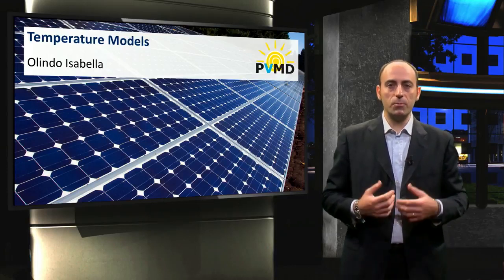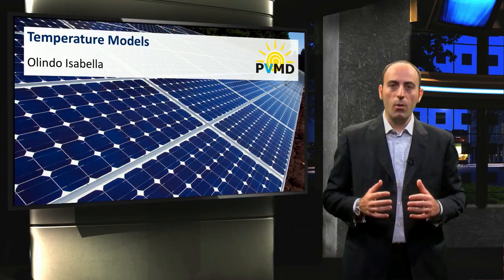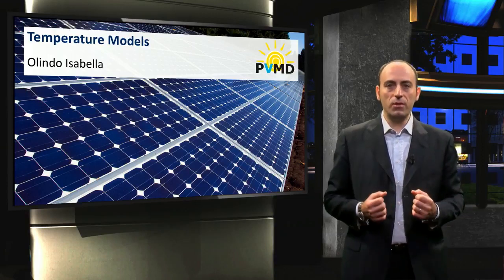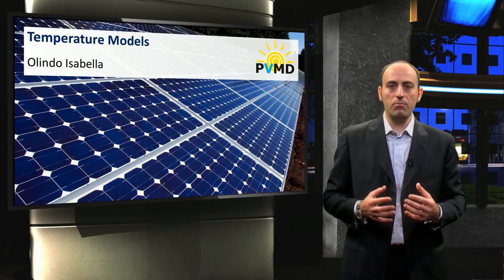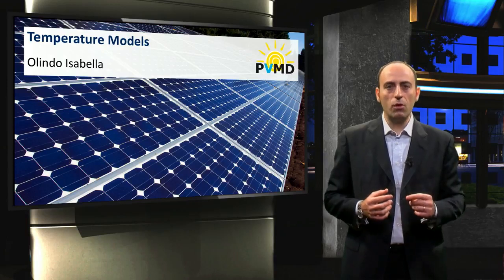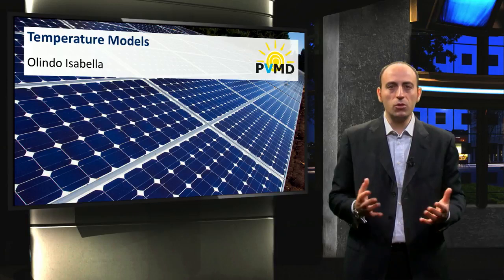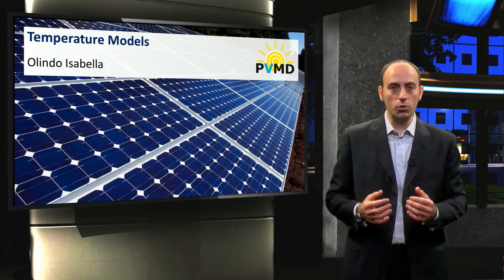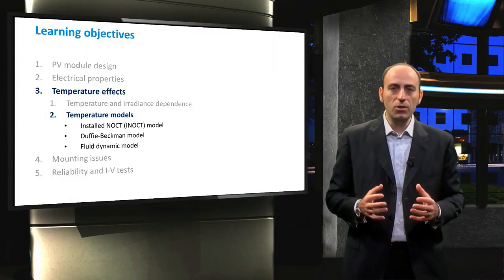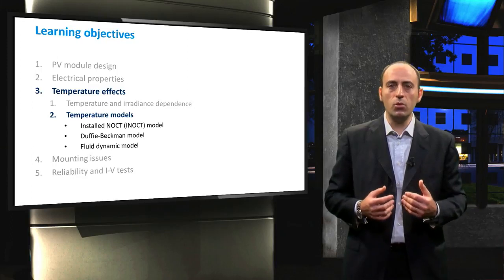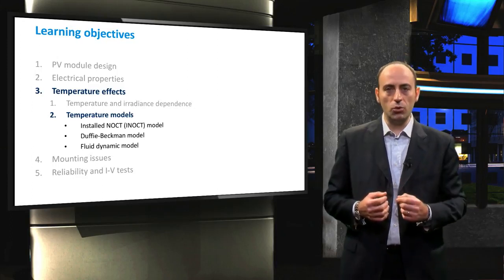We have seen that the temperature strongly influences the performance of a PV module. However, while the level of incident irradiation and weather conditions can be easily measured, the temperature of a solar cell inside a PV module is hard to evaluate without compromising the integrity of the module itself. In this video, we shall introduce three models to evaluate the temperature of the PV module.